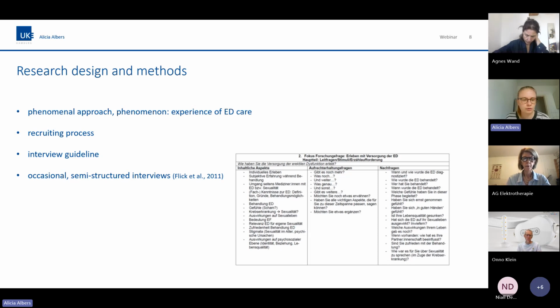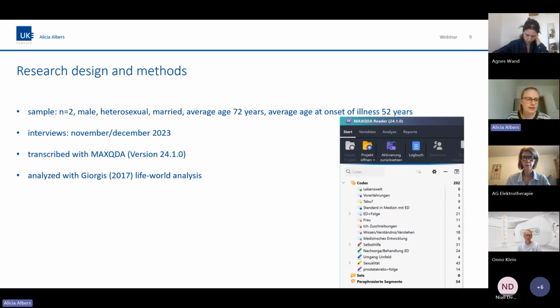I planned to do two semi-structured episodic interviews according to Flick et al. As I said, the recruiting process was not easy. My sample consisted of 2 male persons. Both were married and defined their sexuality as heterosexual. On average, the sample's age was 72 years, and the average age at onset of the illness, prostate cancer, was 52 years. The interviews took place in November and December in 2023.